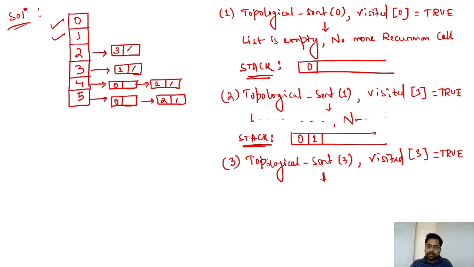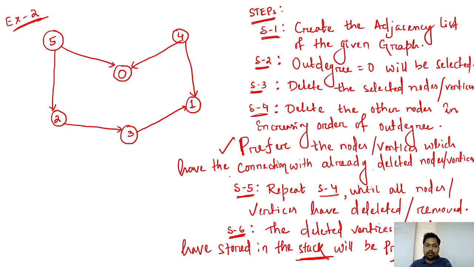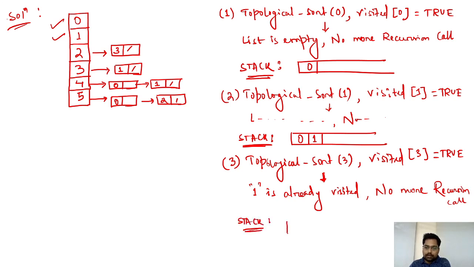Then from 3 there is a connection to 1. Here you can say 1 is already visited. As per the example, 1 is already visited. No more recursive call. Once it is done, in the stack what do we have to write? In the stack we have to write the same values 0, 1, then 3. It will be very easy and convenient for us to understand it.